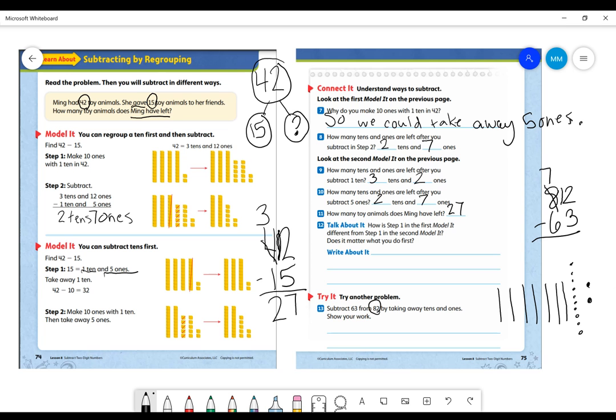Now I can take away 3 ones. 1, 2, 3. I have 1, 2, 3, 4, 5, 6, 7, 8, 9 ones left. And now in my tens place, I can take away my 6 tens. 1, 2, 3, 4, 5, 6, and I have 1 ten left. So 19 was the part that was left.